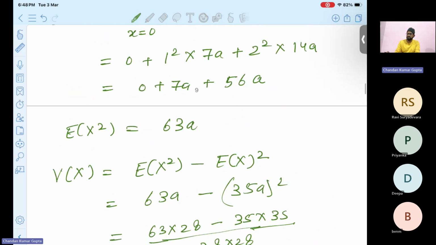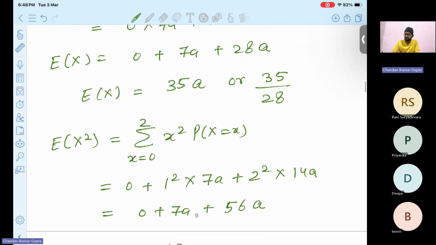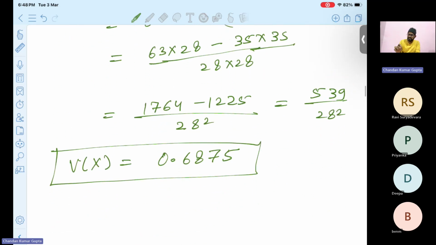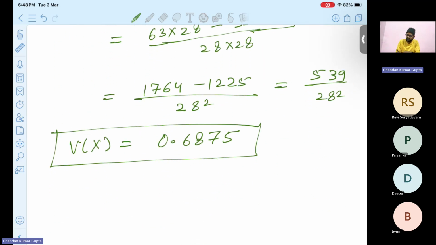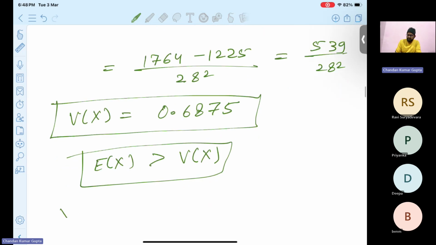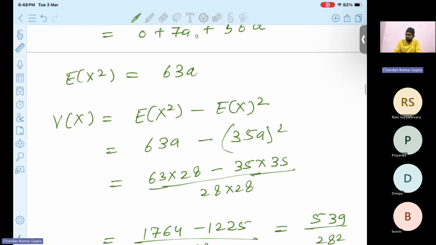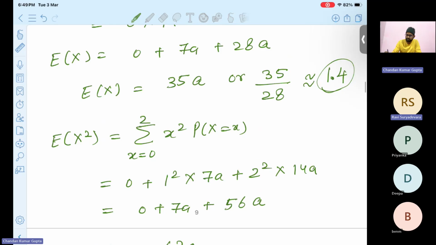You can also see one thing here: the mean value comes out to be 1.4. So in this particular numerical, you may find the expectation of X is greater than the variance of X. Like if X is binomial, you may remember... Sir, that is 1.25, the earlier one. Yes, thank you, 5 by 4, that is 1.25.